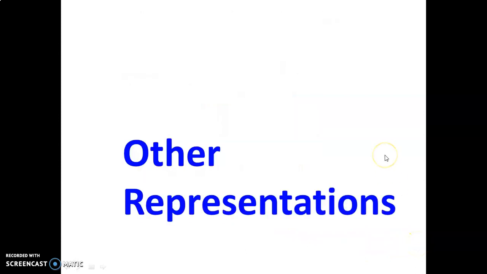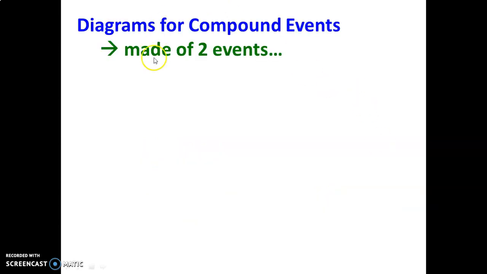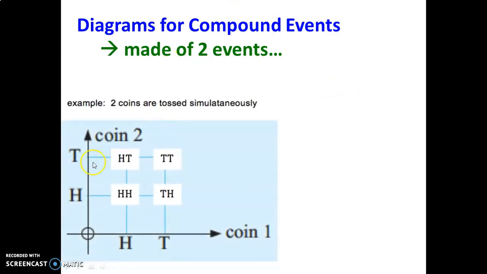Okay, now let's look at other representations, because we've really had a focus on Venn diagrams so far, but there's so many other ways to represent data or information in probability situations. So let's take a look. For example, if you have two events, so something like this, tossing two coins, coin 1, coin 2. So here are the possibilities when you toss coin 1, here are the possibilities when tossing coin 2, and here are represented all the possible things that could happen.